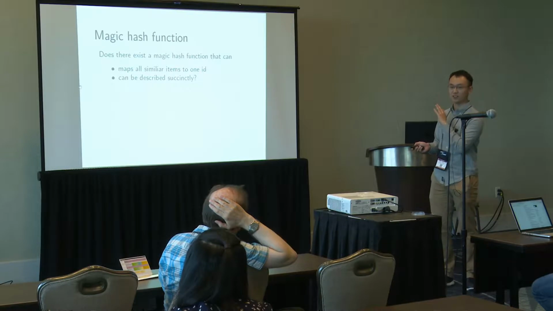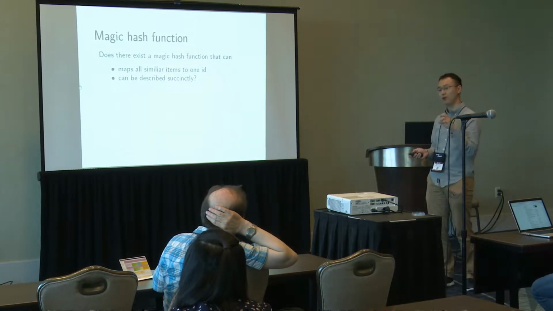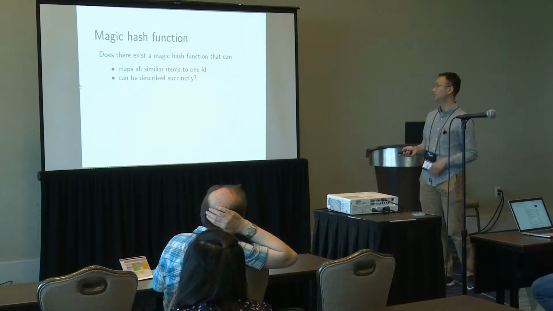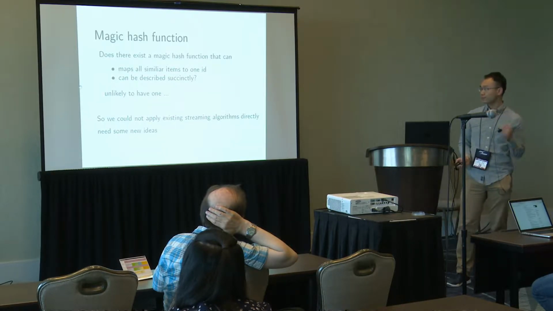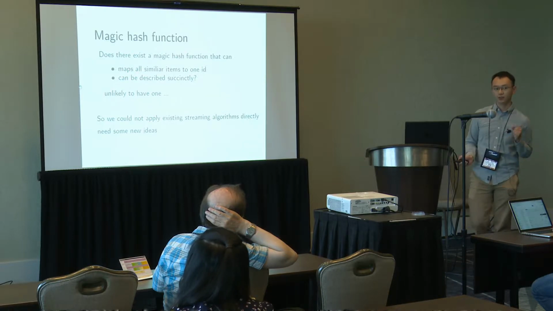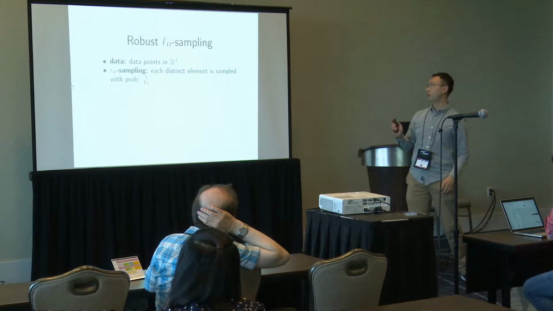I will introduce the problem formally, but it's roughly drawing a sample from a data stream with near duplicates. We're unlikely to have this kind of magic function, so we need a slightly new idea. Okay, let's get to the problem formally.